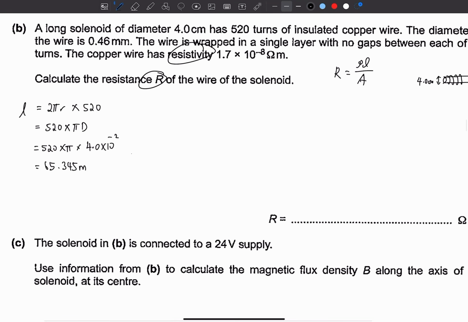Next is the cross-sectional area. Well, cross-sectional area is simply pi r squared. However, r is given in the form of diameter, so I have to change r to d. So it will just be 1/4 pi d squared, which is equal to 1/4 pi multiplied by 4.0 times 10 to the power of minus 2 squared. Then you will get 1.